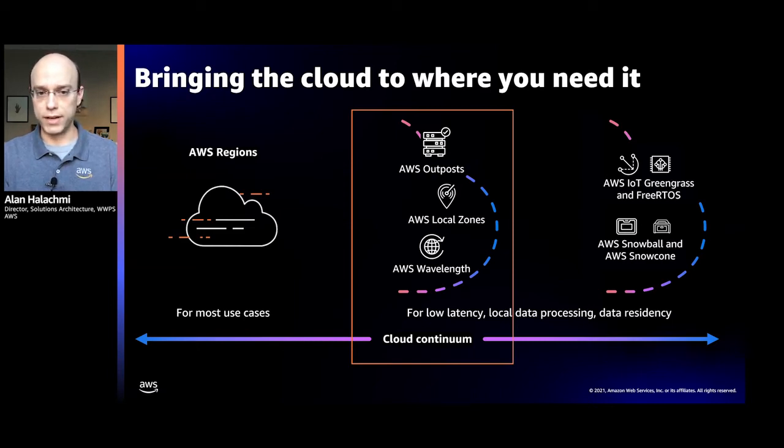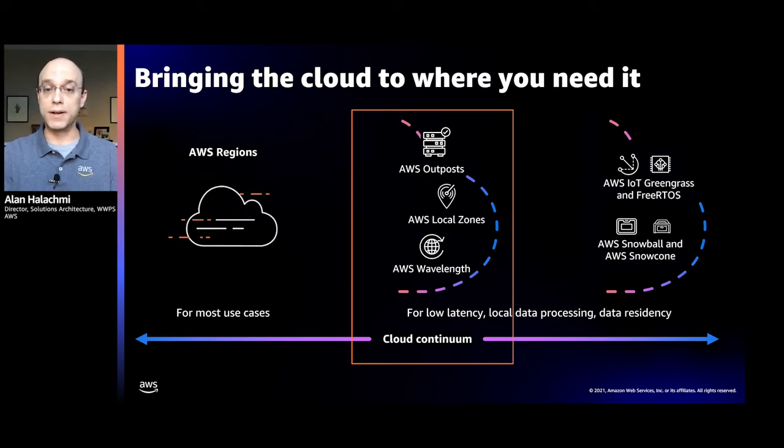With AWS Wavelength, we embed AWS compute and storage services within telecommunication provider data centers at the edge of the 5G network. AWS Outposts bring native AWS services, infrastructure, and operating models to your data center, co-location space, or on-premises facility. All three of these offerings can seamlessly access the breadth of AWS services in the parent region.